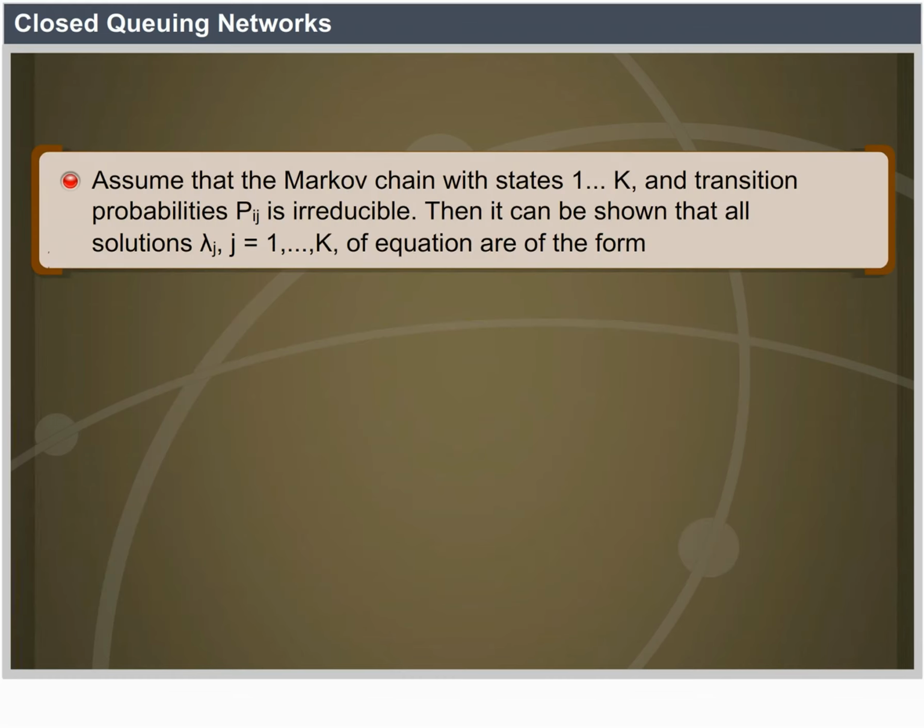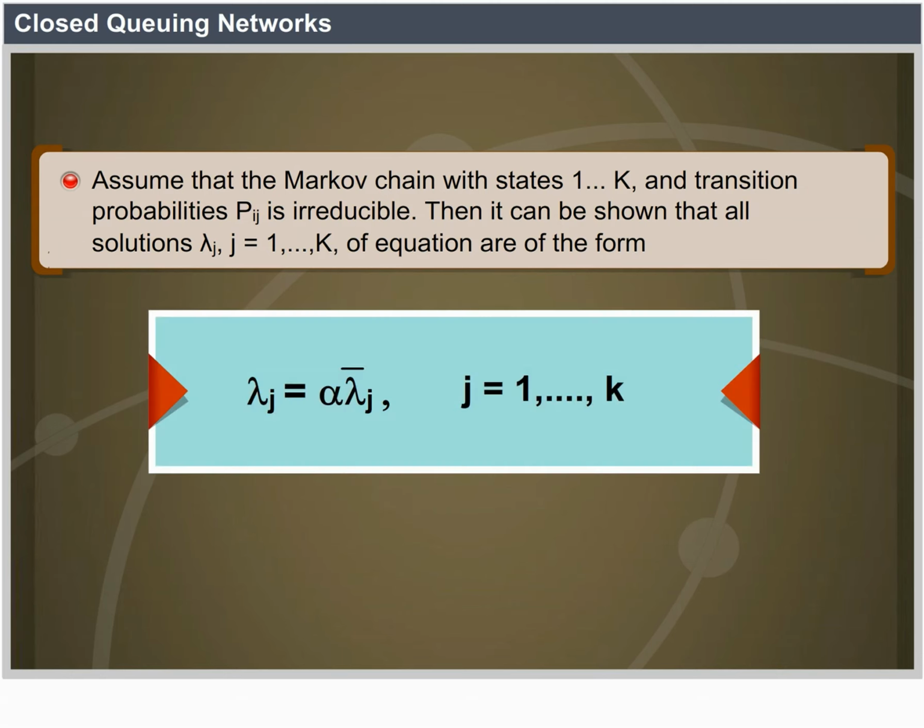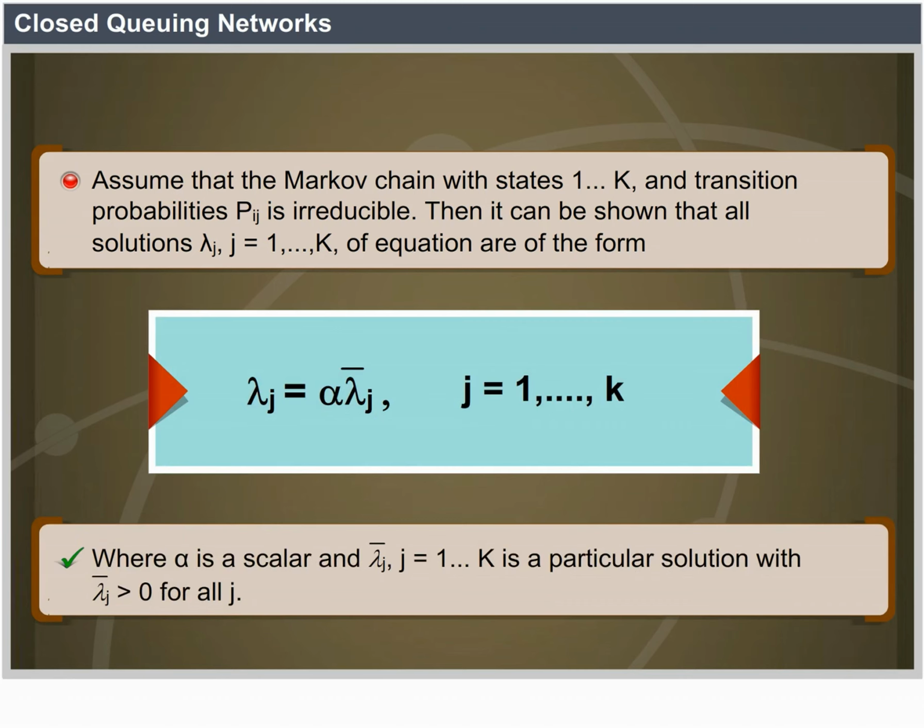Assume that the Markov chain with states 1 to k and transition probabilities Pij is irreducible. Then it can be shown that all solutions lambda j, j equal to 1 to k, of the equations are of the form as shown, where alpha is a scalar and lambda bar j, j equal to 1 to k, is a particular solution with lambda bar j greater than 0 for all j.